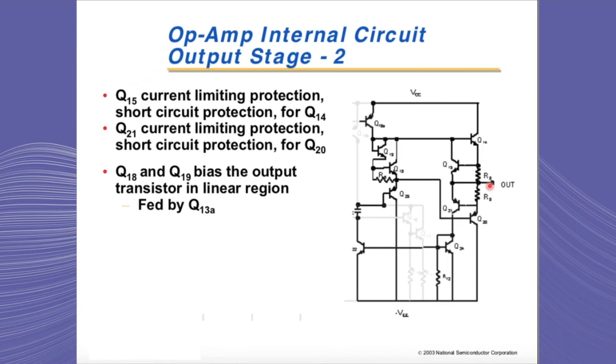This amplifier has short circuit protection. Like we talked about earlier, not all amplifiers have short circuit protection. Q15 provides short circuit protection for the source transistor or Q14, and Q21 provides short circuit protection for the sink transistor or Q20. Also, in this output stage, we see that Q18 and Q19 bias the output transistors in the linear region, and these two transistors are fed by Q13A, which is shown at the very top of the circuit.